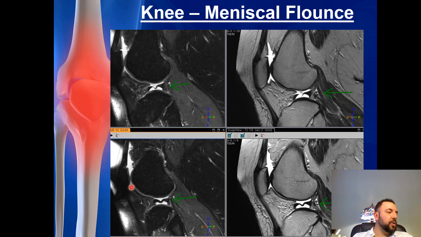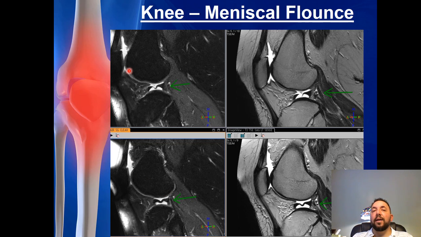You really want to impress your radiologist? Identify for them this meniscal flounce. Meniscal flounce almost looks like a staircase throughout the meniscus. Kind of has that jagged look to it, where it's cystic but yet not. And that meniscal flounce, that jagged structure, is kind of a rare finding.